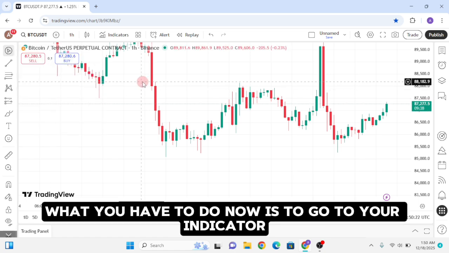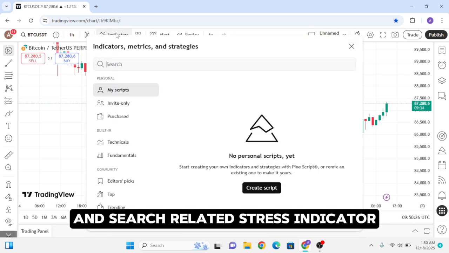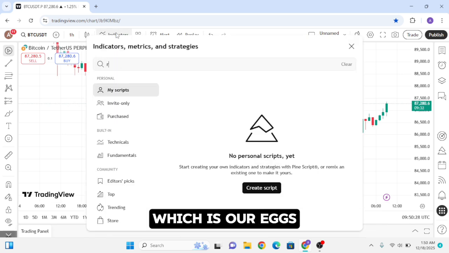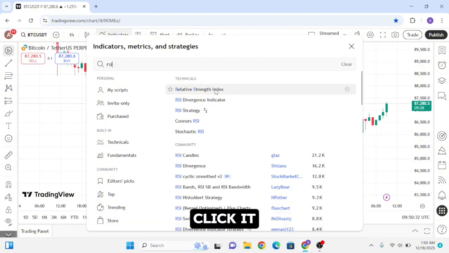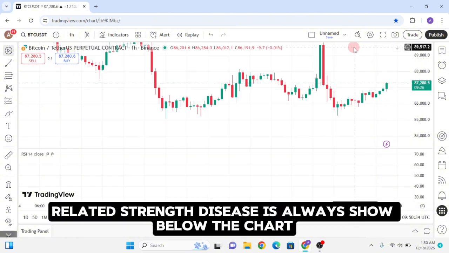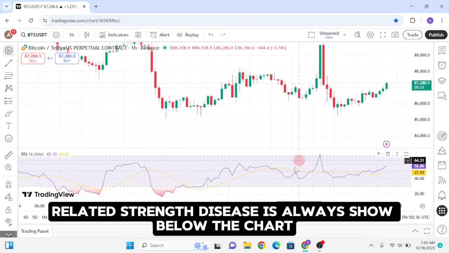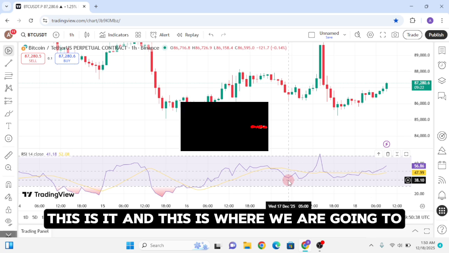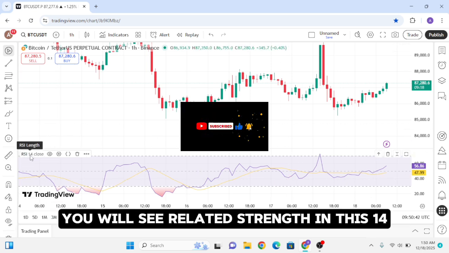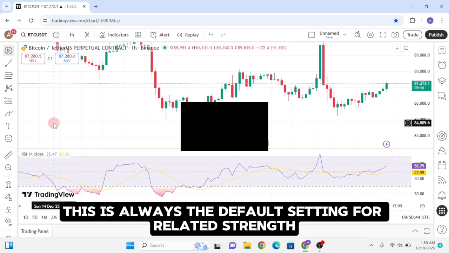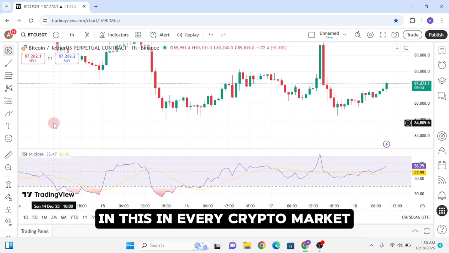Now, the first thing you have to do is go to your indicators and search Relative Strength Index, which is RSI. When you search Relative Strength Index, click it. It always shows below the chart. This is it. If you see this place, you will see Relative Strength Index 14. This is always the default setting for Relative Strength Index in every crypto market.